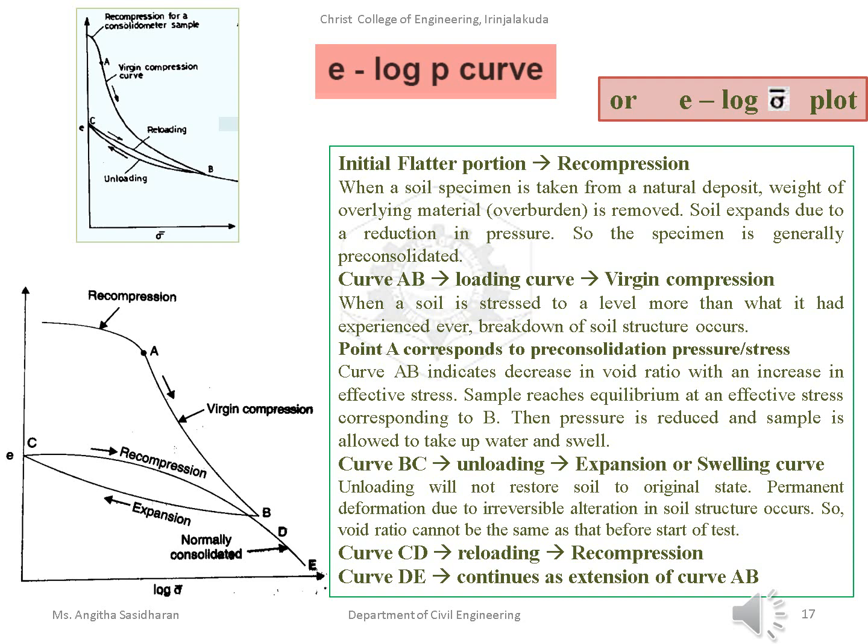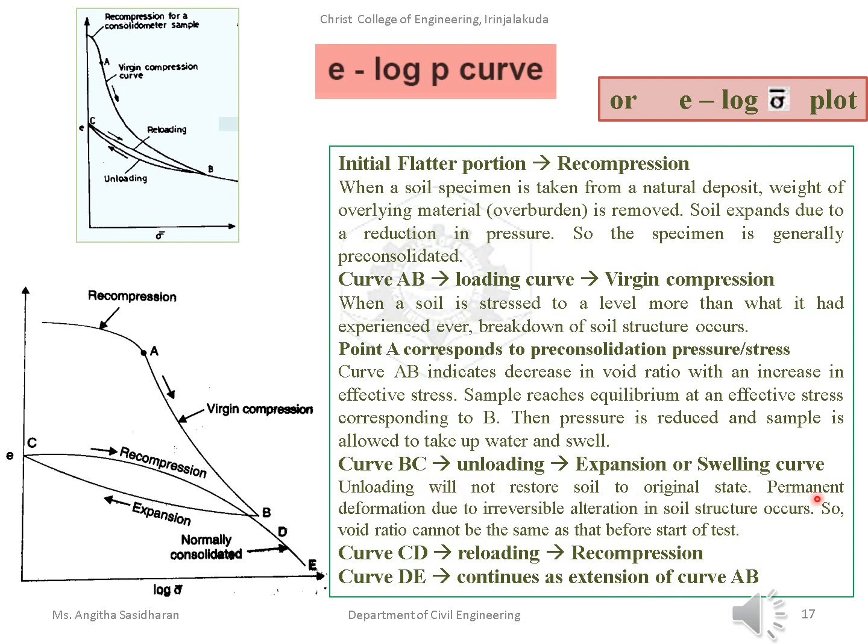And if it is unloaded, will it go back to the previous stage of void ratio? So initially the amount of voids in the specimen was somewhere here, somewhat this amount of void ratio. But if you are unloading it fully, the effective pressure is getting reduced, it is never going back to its original void ratio. So unloading will not restore soil to original state.